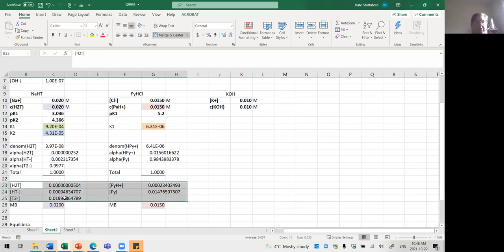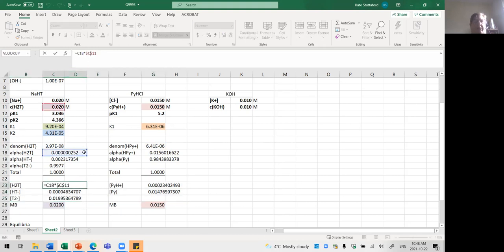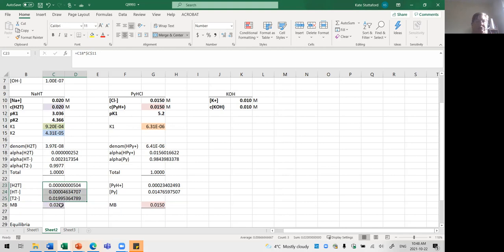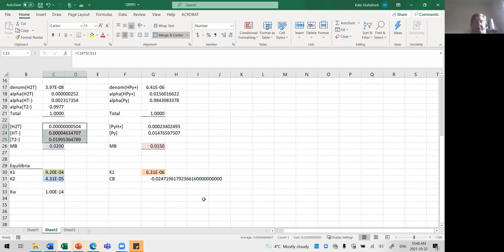So we've got our three tartrate species, and this is just going to be alpha times the analytical concentration for each of them. And again, I've double checked that I've done the formulas correctly by adding them all together, and they should equal 0.02 molar. Similarly, the pyridines should sum up to 0.015 molar. To make sure that everything up to this point is correct, I've actually calculated K1 and the Ks.